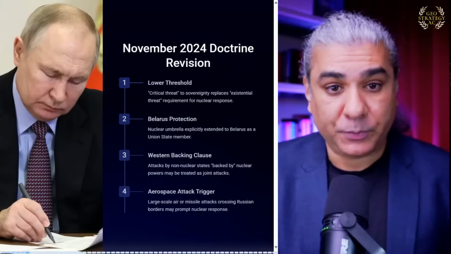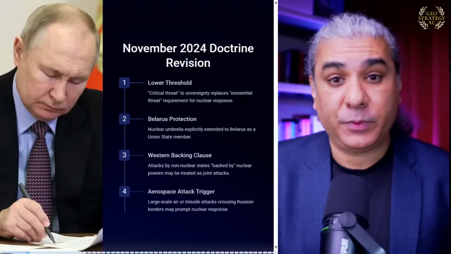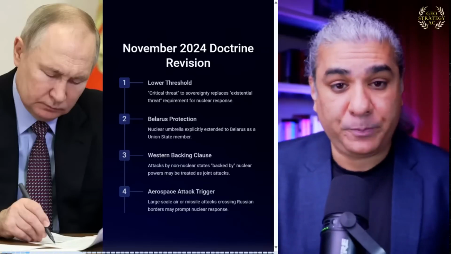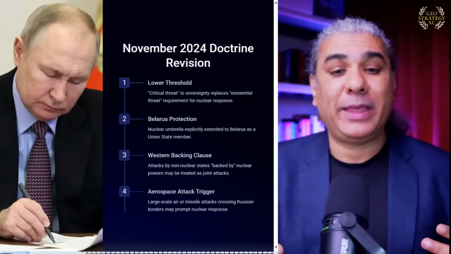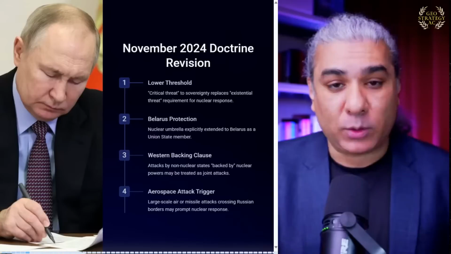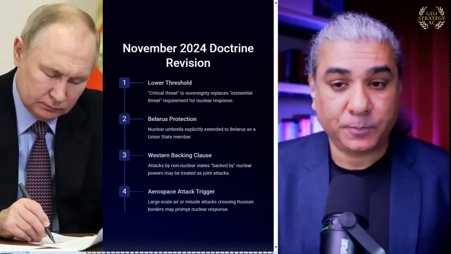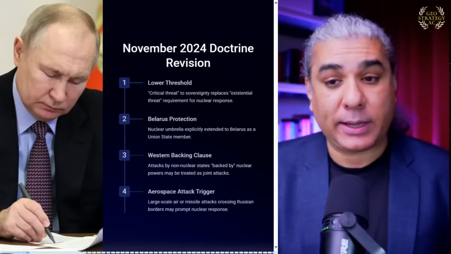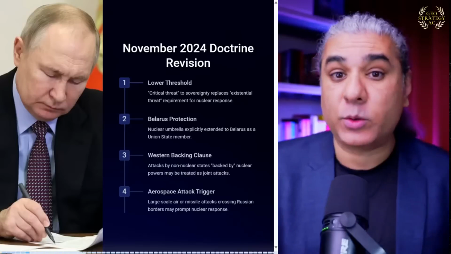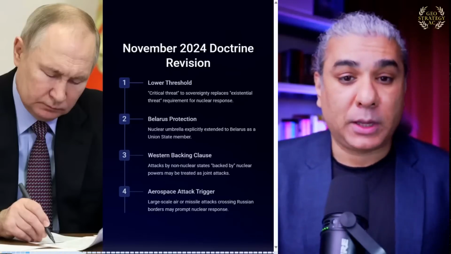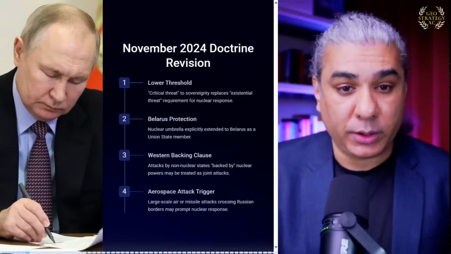Now, what's the second thing? The second thing is that in this revision, in this new doctrine, Russia's nuclear umbrella is explicitly extended to Belarus as a Union state member. So it essentially treats any threat to Belarus as a threat to Russia. So Belarus comes under Russia's nuclear protection umbrella.